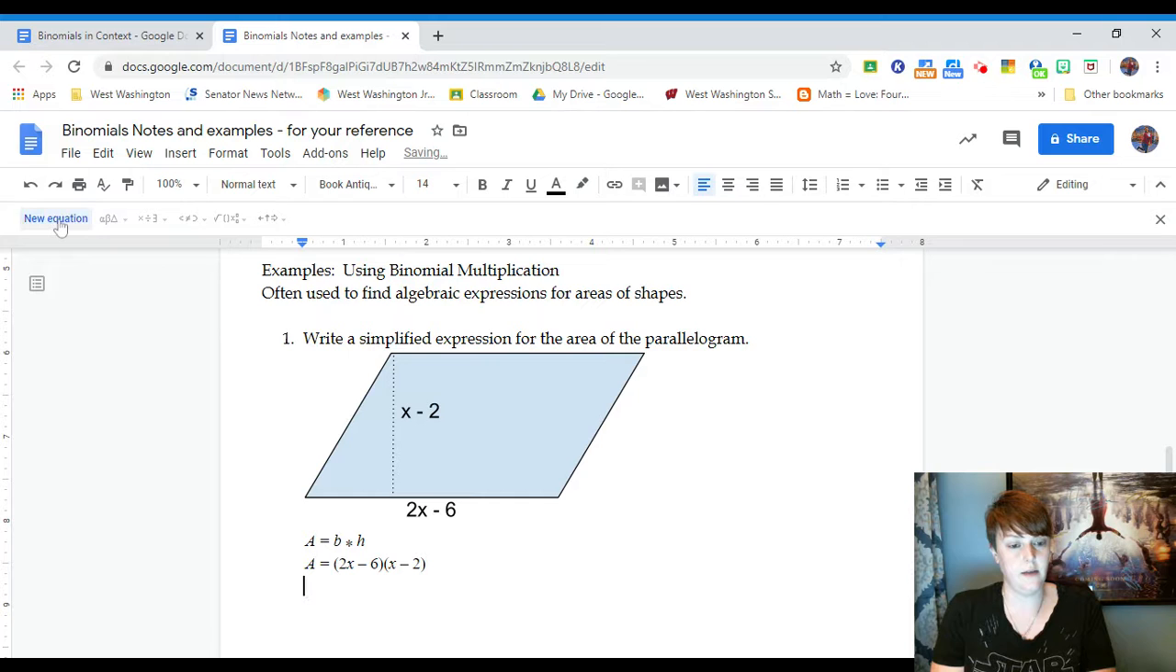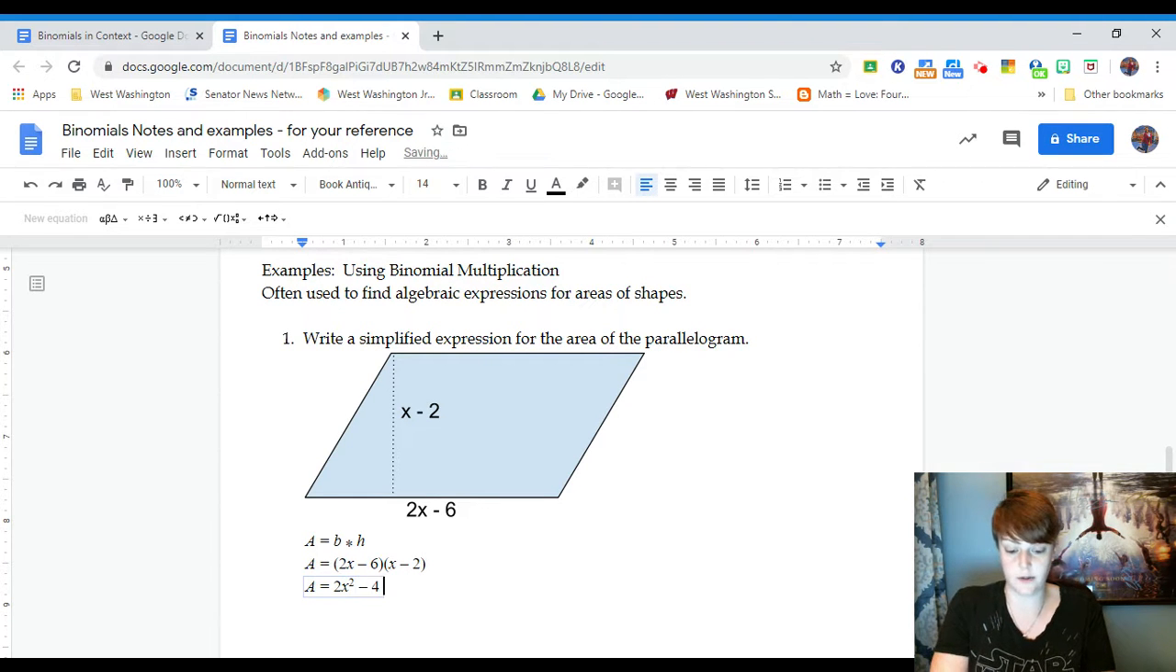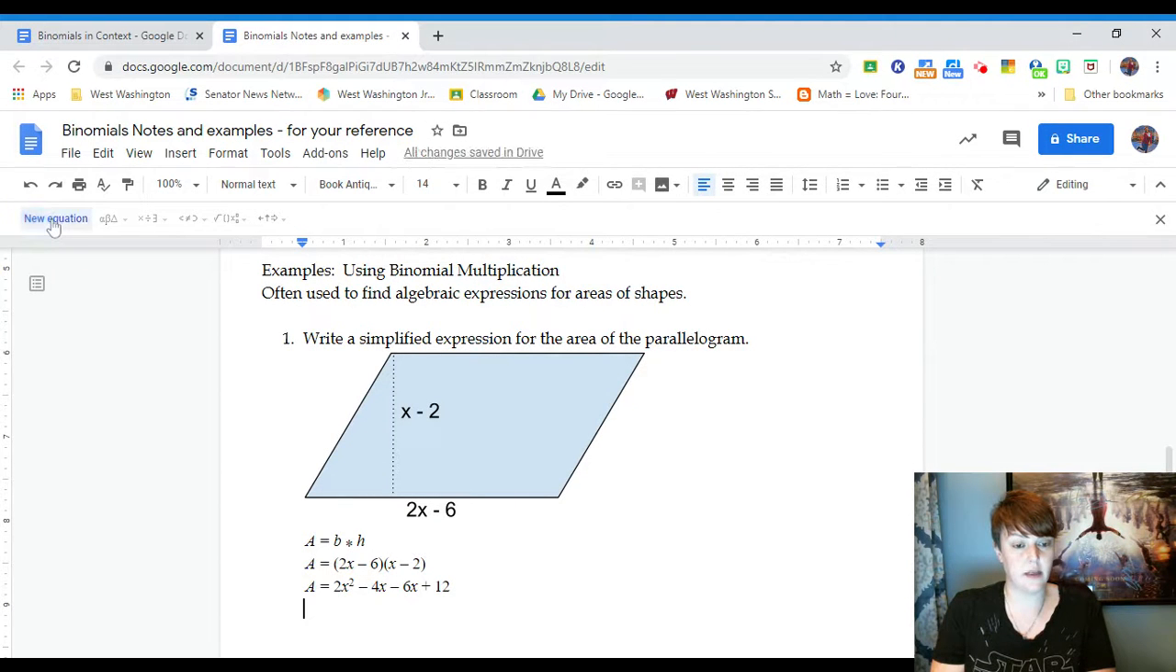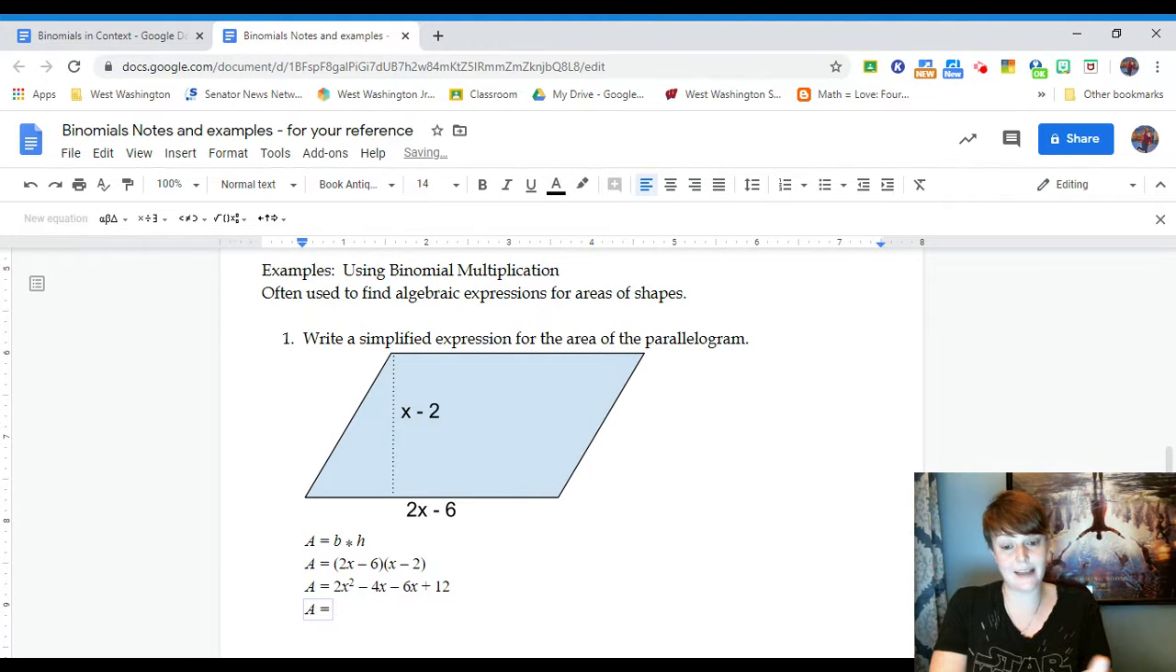And then we would say that the area is 2x times x is 2x squared. And then 2x times negative 2 is minus 4x. And then negative 6 times x is negative 6x. And negative 6 times negative 2 is positive 12. And so then that means that the area could be written as a single simplified expression as 2x squared minus 10x plus 12.